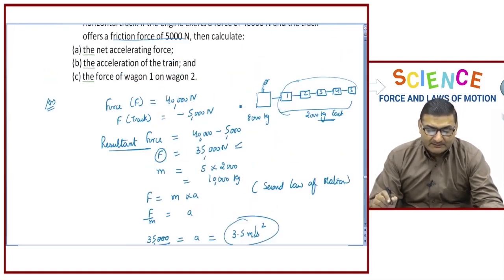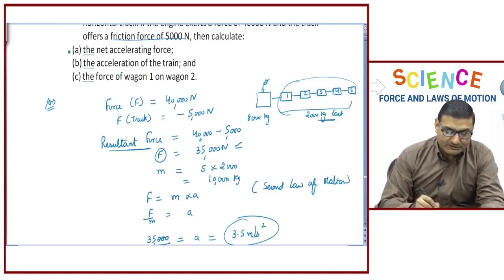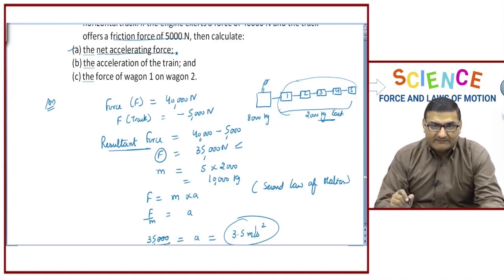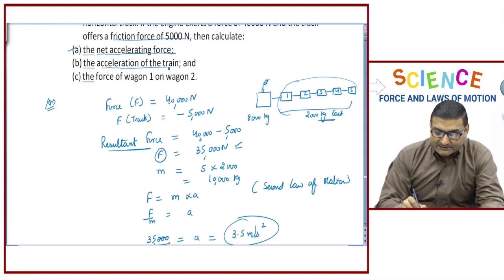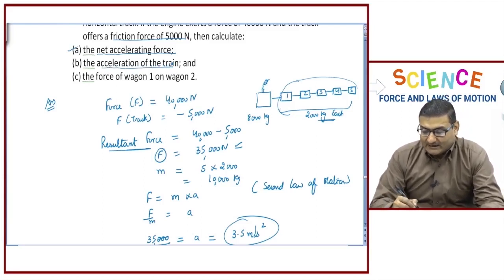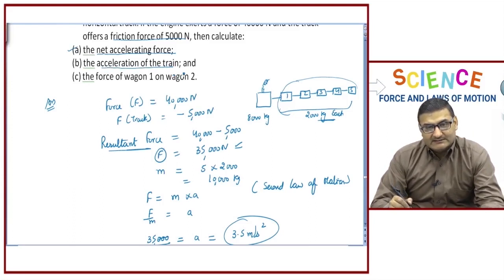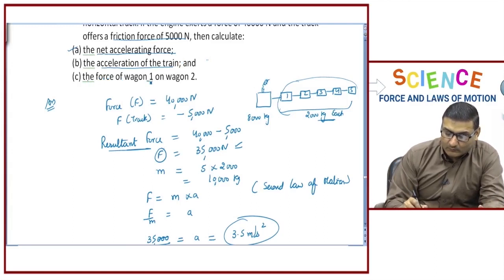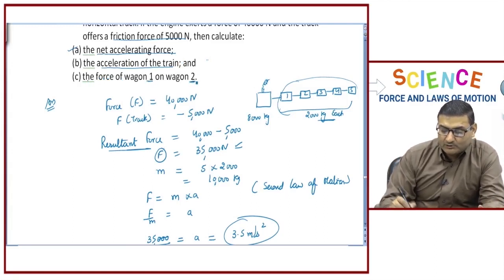This is the acceleration which the engine is imparting to all the 5 wagons. Right? Now let us come back to the question. The first part of the question was asking that we need to calculate the net accelerating force. This is what we have calculated. The second thing is the acceleration of the train. Now the acceleration of the train will once again be 3.5 meter per second square, the whole train is moving with this particular acceleration. The important thing he is asking is the force of wagon 1 on wagon 2.